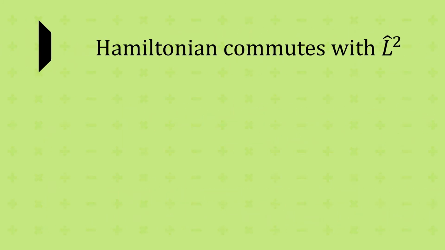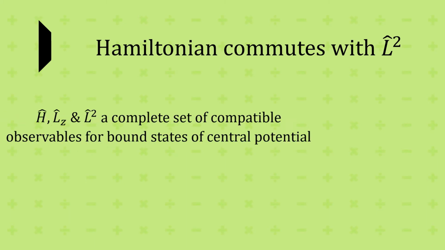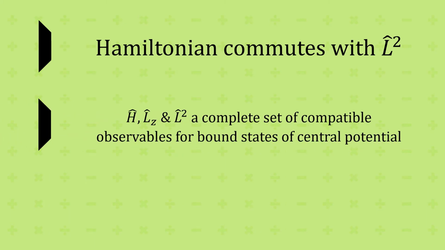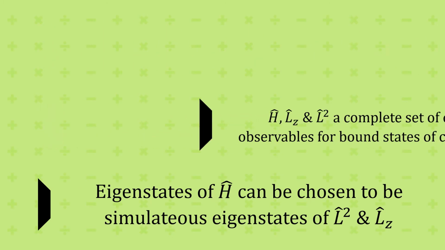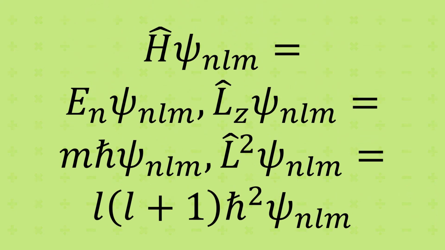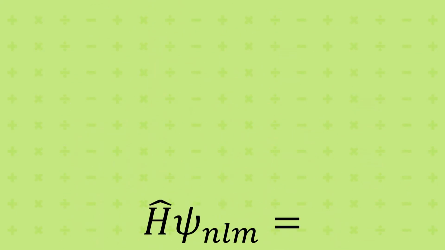Because the Hamiltonian for a central potential commutes with all 3 components of angular momentum, it also commutes with L hat squared. Therefore, the operators of the Hamiltonian, L hat z and L hat squared, form a complete set of compatible observables, i.e. they commute pairwise for a bound state of a central potential. So, the eigenstates of the Hamiltonian can be chosen to be simultaneous eigenstates of L hat squared and L hat z. In particular, we find these equations here.